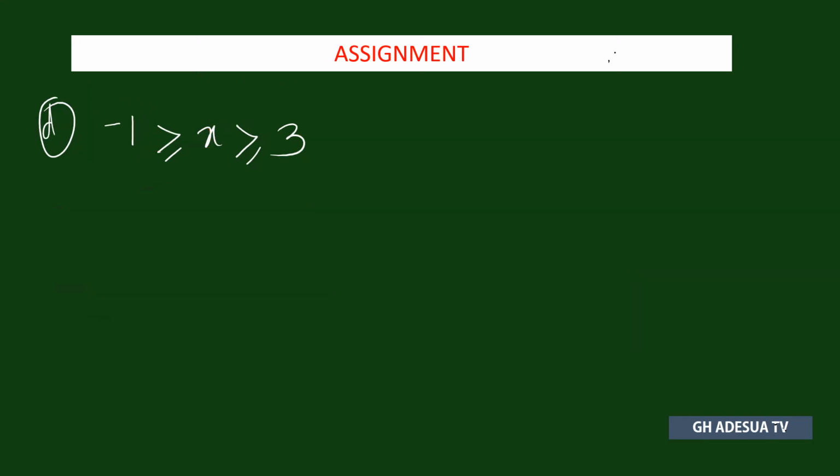Now in the final question here, it's -1 is greater or equal to x, greater or equal to 3. Now this computation would also be broken into two before we can draw a number line, to make the drawing of the number line easy. So we'll deal with this portion, then we'll deal with that portion.